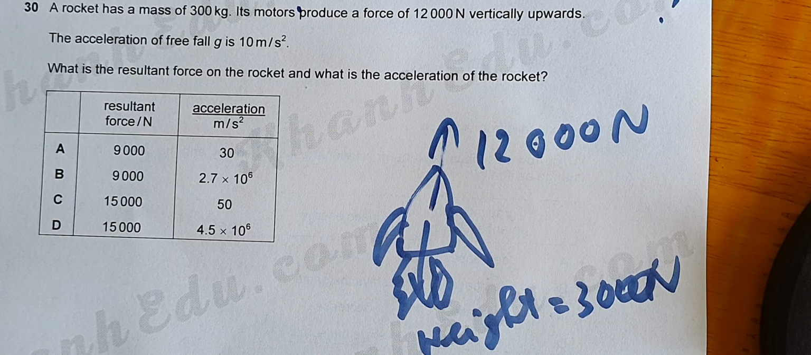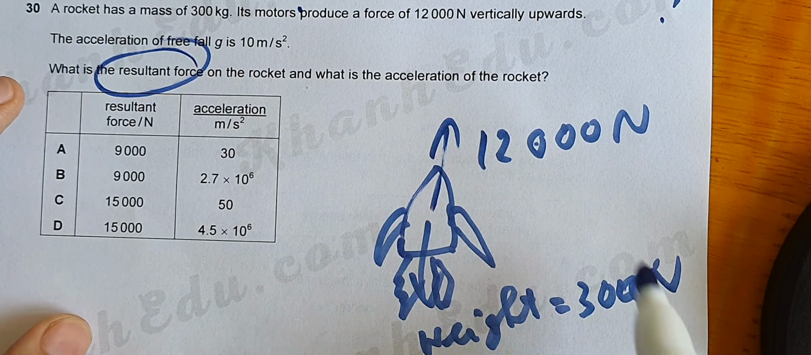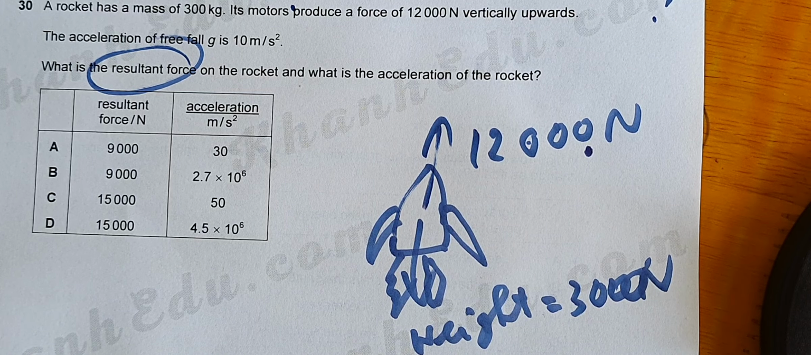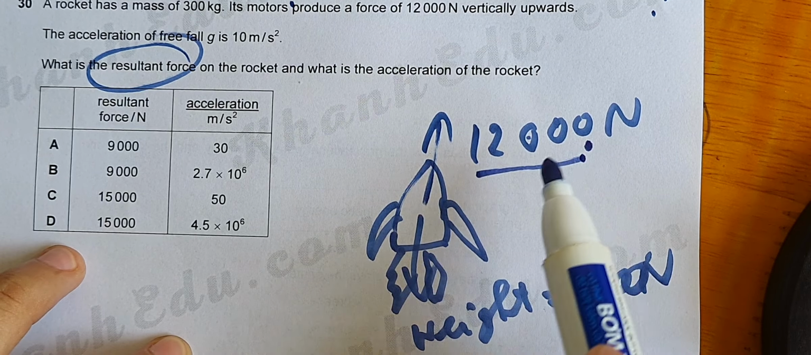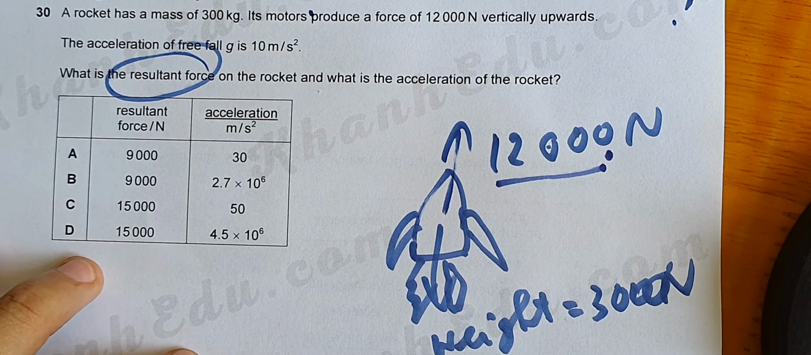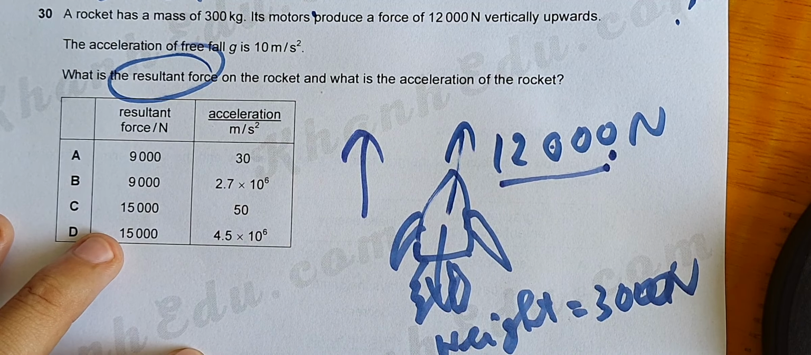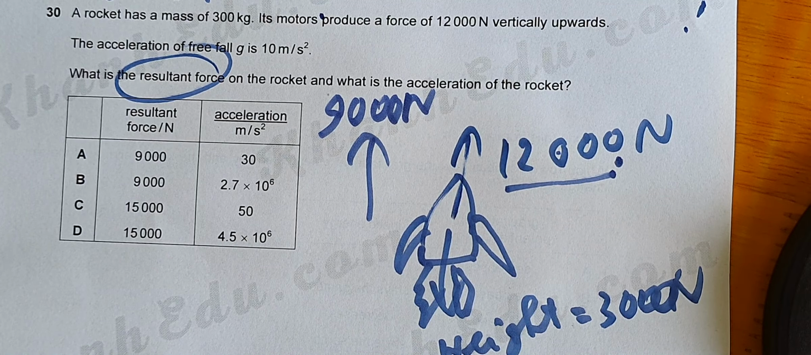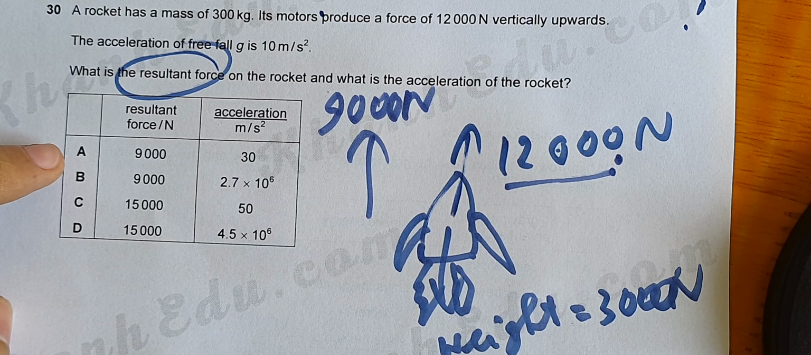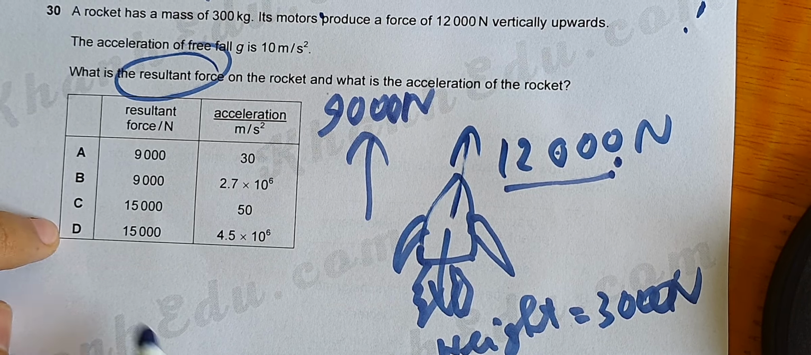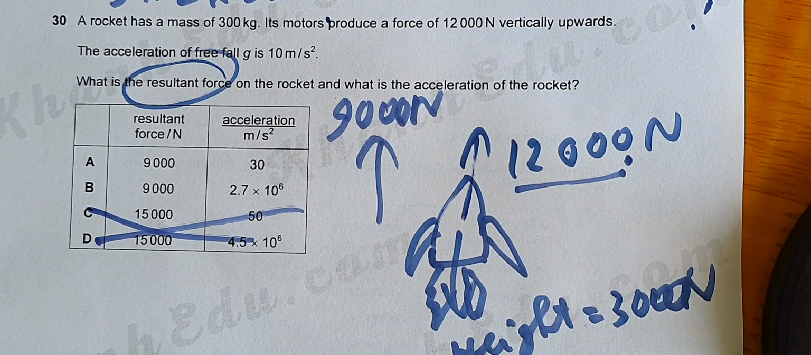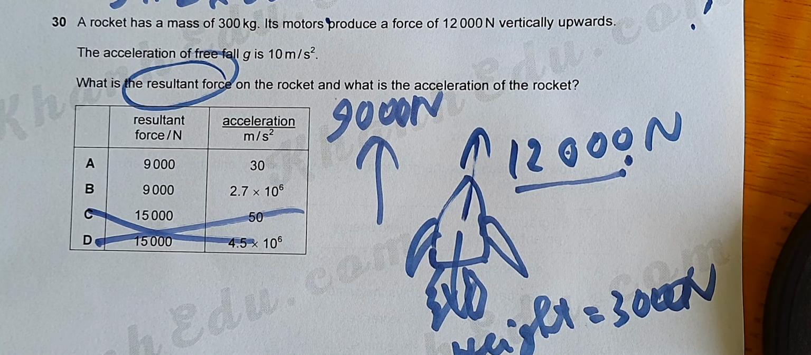So the resultant force, we can take the upward force minus the downward force, which is 12,000 minus 3,000, and the resultant force would be 9,000 Newton, and the direction is upward. So we have crossed out 2 answers. It is C and D, because the resultant force there is 15,000. So all we have to do is calculate the acceleration of the rocket.